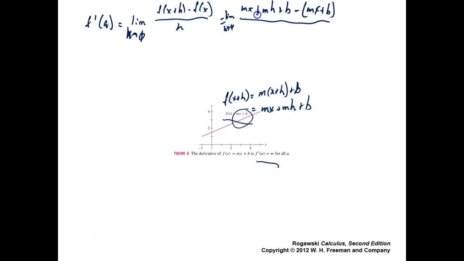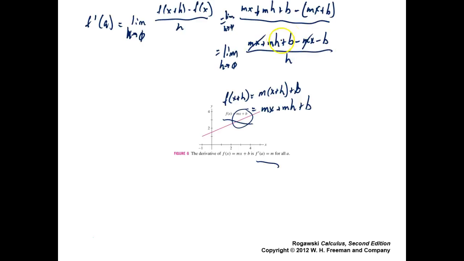That's a plus there. For some reason, the plus didn't come through. Okay, so let's do what it says. That's the limit as h approaches 0 of mx plus mh plus b minus mx minus b, right? Distribute that minus sign across the parentheses. Well, here you have an mx minus mx. That adds to 0. Oh, and this is all divided by h.